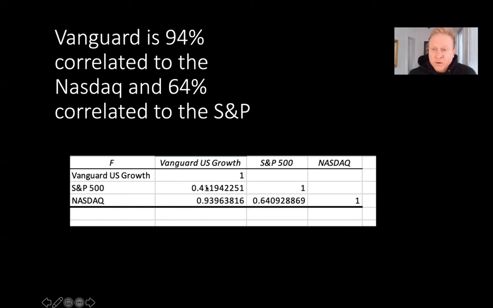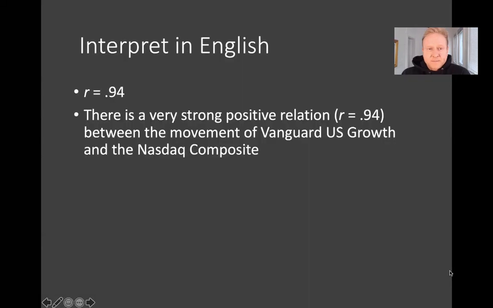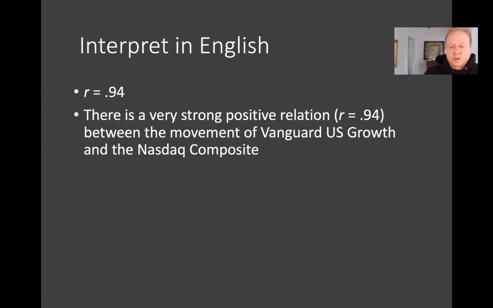So it has a moderate correlation, but it has a large correlation to the Nasdaq. But what's interesting is the S&P 500 is 64% correlated to the Nasdaq itself. So when we watch the Nasdaq go up or down, we have a pretty good chance that the Vanguard fund is going to be going up or down on the same day. So how we would interpret this in English, the Pearson's R would be 0.94. So there's a very strong positive relationship, 0.94, between the movement of Vanguard US Growth and the Nasdaq composite.